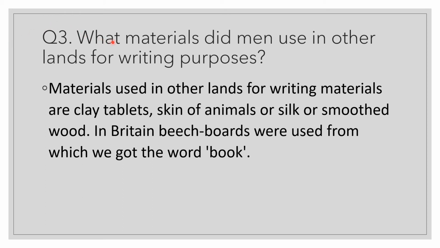Third question is, what materials did men use in other lands for writing purposes? So what are the other materials that were used by men in other countries for writing work? The materials used in other lands for writing were clay tablets, skin of animals, silk or smoothed wood. In Britain, beech boards were used, from where we've got the word book.